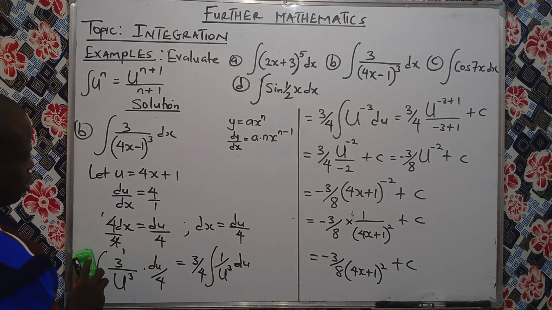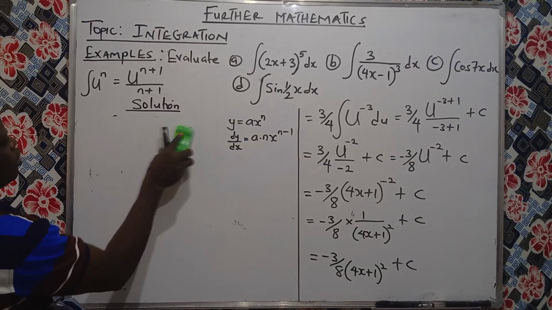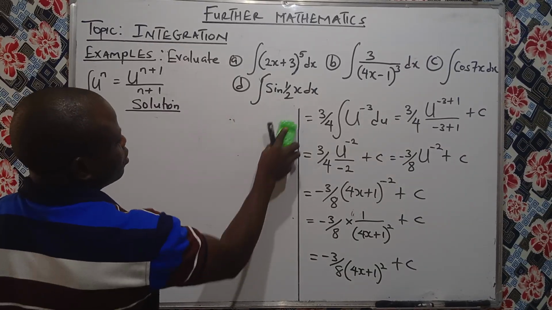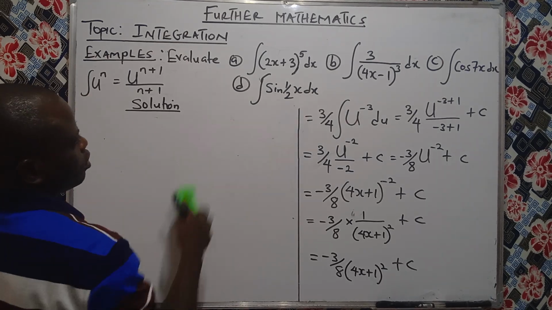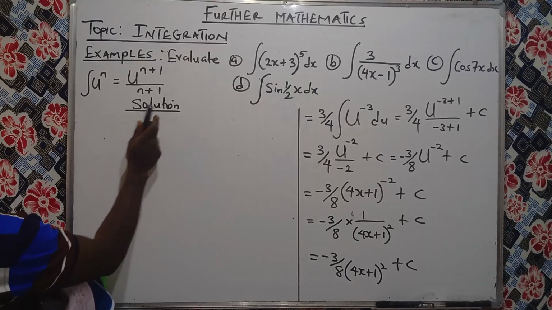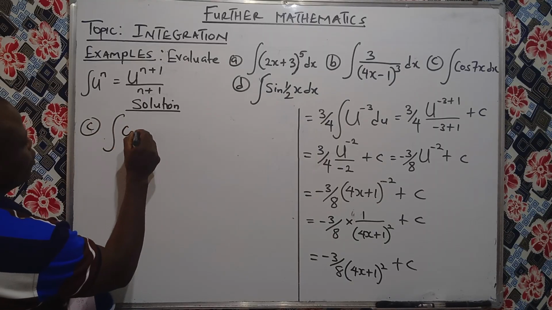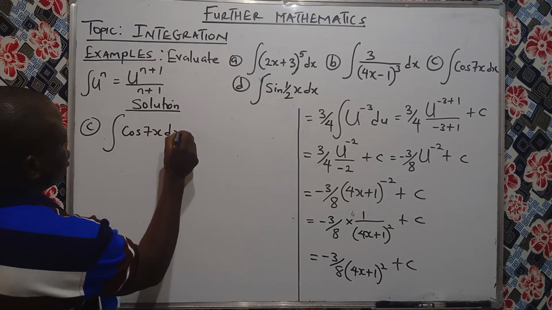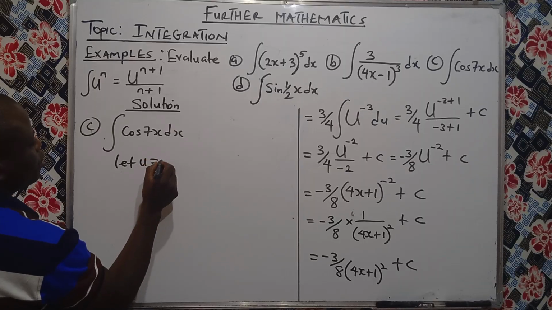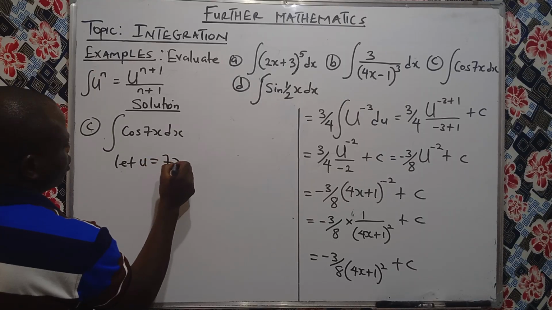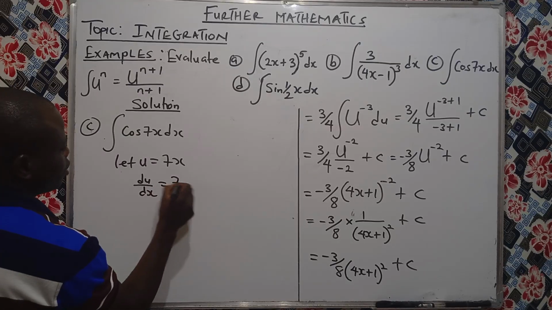Let's go to the third part, the C part of it. The integral of cos 7x dx. Now let u equal 7x. du over dx equals 7.